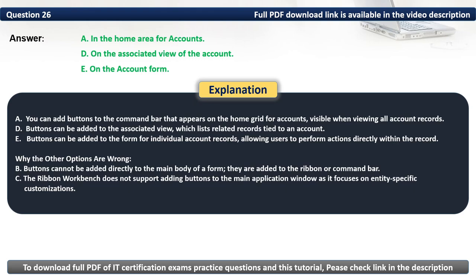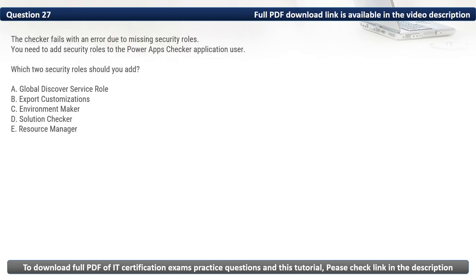About the options, A. You can add buttons to the command bar that appears on the home grid for accounts, visible when viewing all accounts records. Then we have D. Buttons can be added to the associated view, which lists related records tied to an account. Then we have E. Buttons can be added to the form for individual account records, allowing users to perform actions directly within the record.